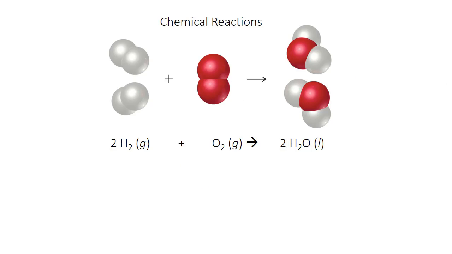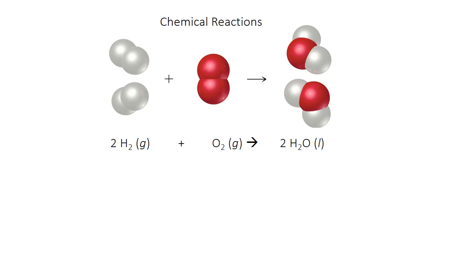The coefficients in front of the molecules indicate the number of molecules that react to form the product molecules. So we learned that 2 molecules of hydrogen react with 1 molecule of oxygen to form 2 molecules of liquid water.